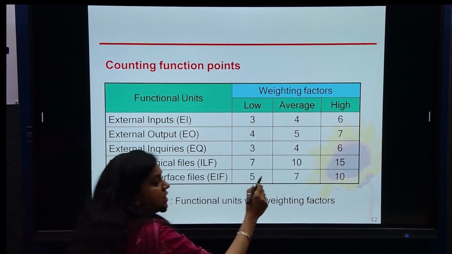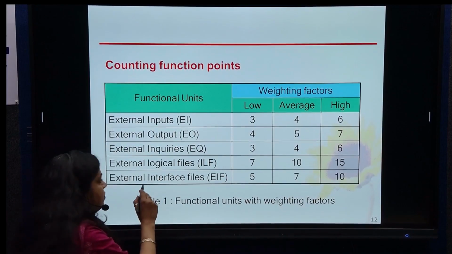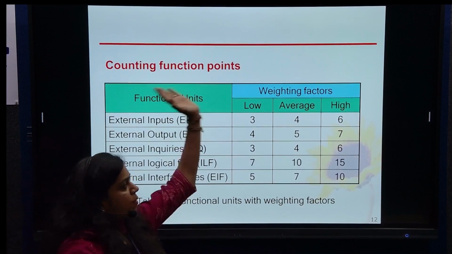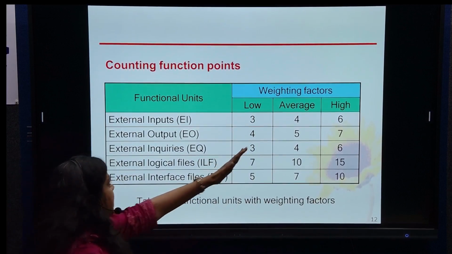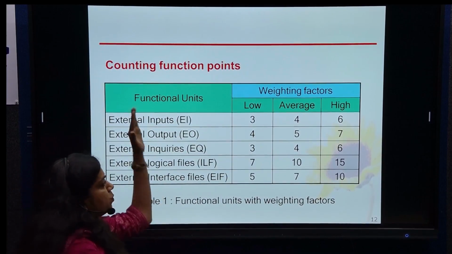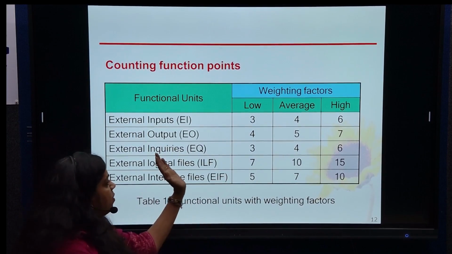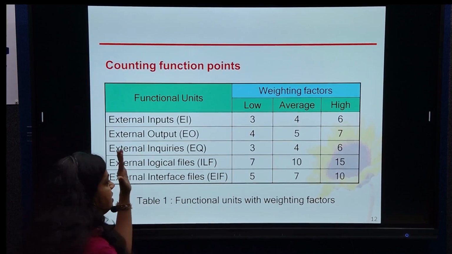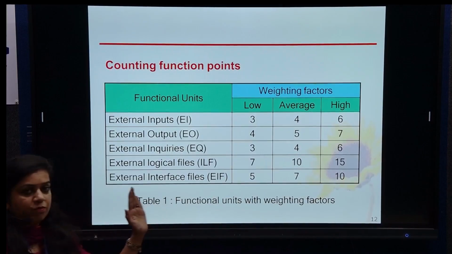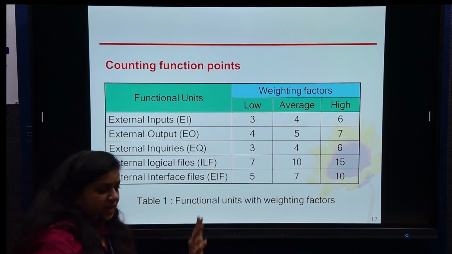External logical files will be 10, and in case of external interface file it will be 7. If the complexity is high, then the weighting factor of input will be 6, output will be 7, inquiry will be 6, logical files will be 15, and in case of external interface file it will be 10.